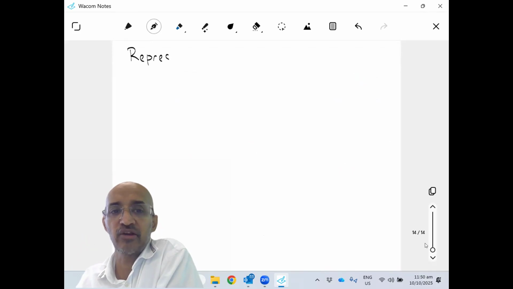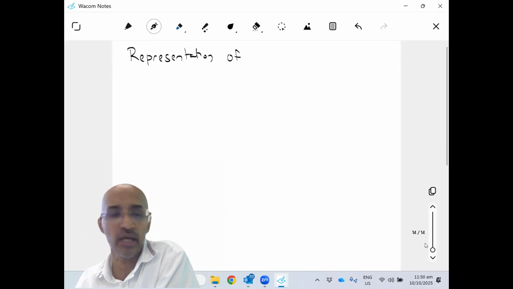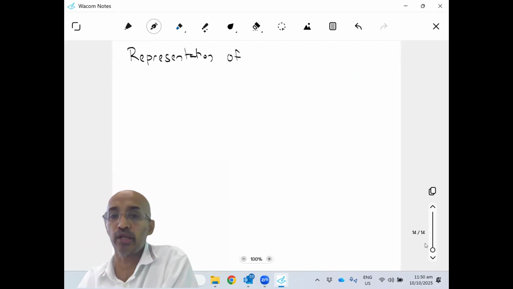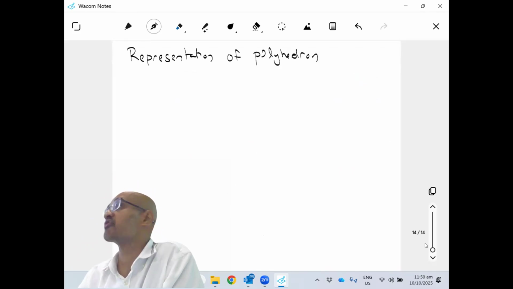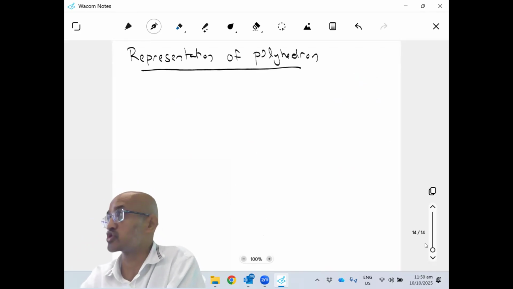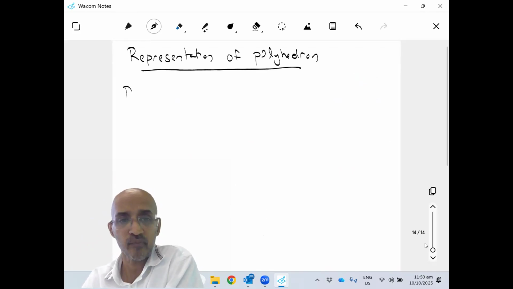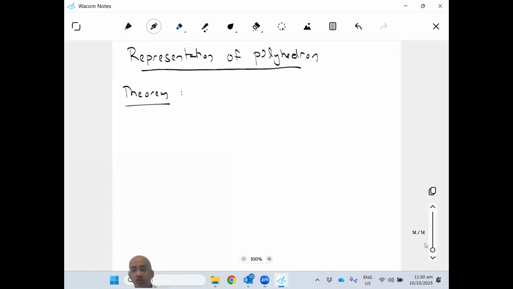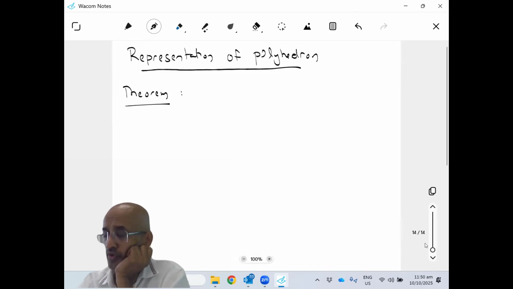Which is basically representation of polyhedron and polytopes. I'm going to show the result only for polytopes. I'm going to prove it only for polytopes, but there is a similar result for polyhedron. Again, this is a very important idea, and I want to ensure we get this idea clear. So here's the theorem. Again, it's a very useful point, and hopefully we can understand this.